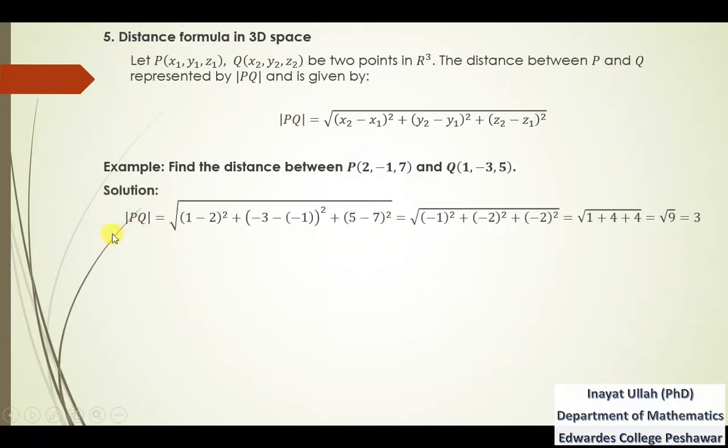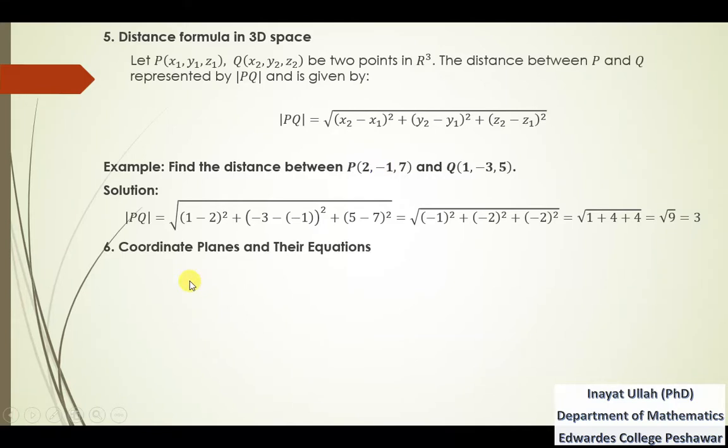So the PQ distance is equal to, we need to subtract P from Q. So the first coordinate of Q minus the first coordinate of P whole square, plus the second coordinate of Q minus the second coordinate of P whole square, plus the third coordinate of Q minus the third coordinate of P whole square, under the square root. Now calculate these squares, you'll get the distance between P and Q, which is 3 units. So that is how we apply this formula to find the distance between 2 points in space.